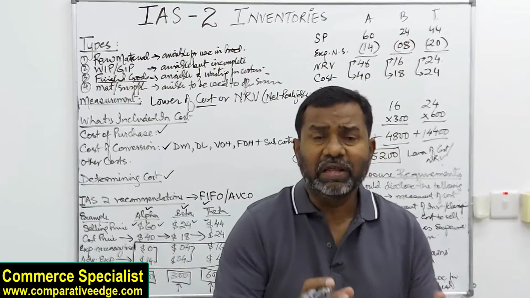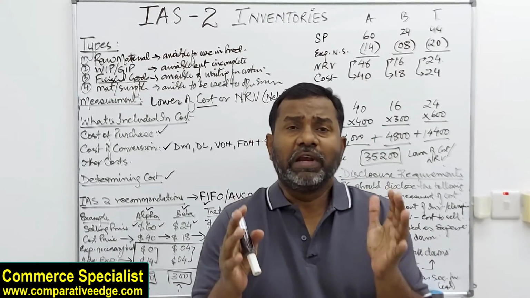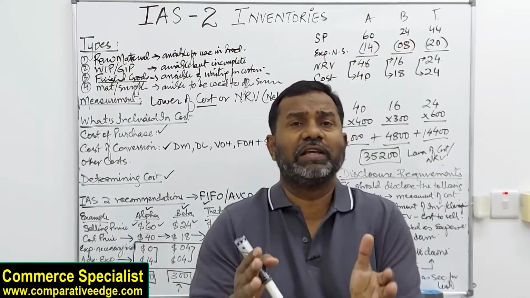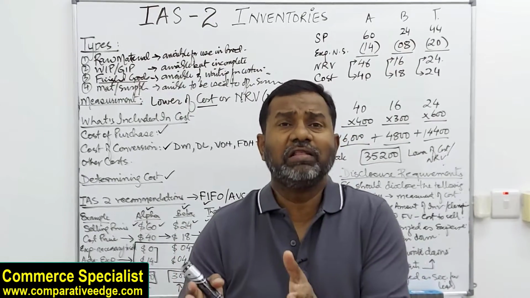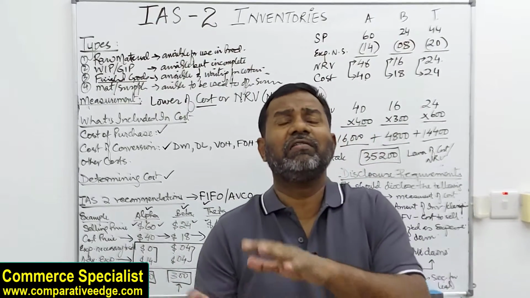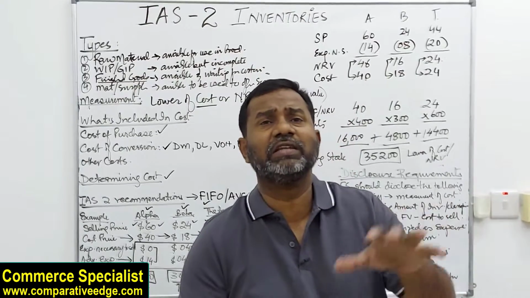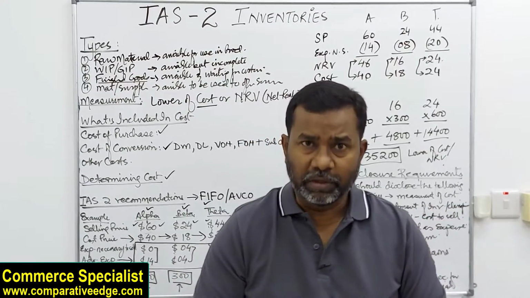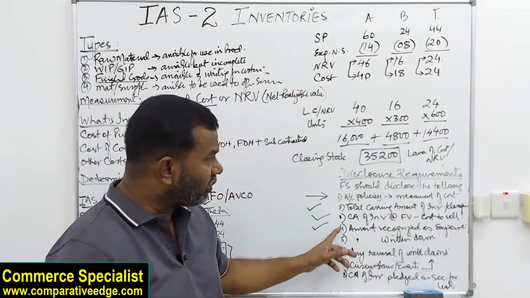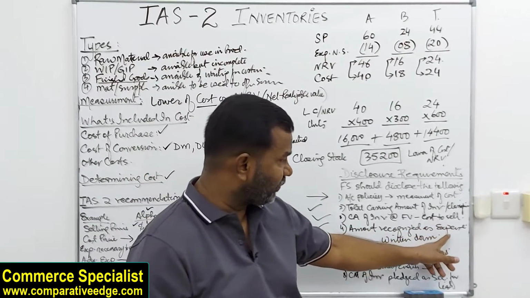Now, what does this mean? Please understand, inventories are initially recognized as assets. Until they are sold, then they are de-recognized as assets and recognized as expense or cost of goods sold. So this is what they are telling you: the amount of inventory recognized as an expense.